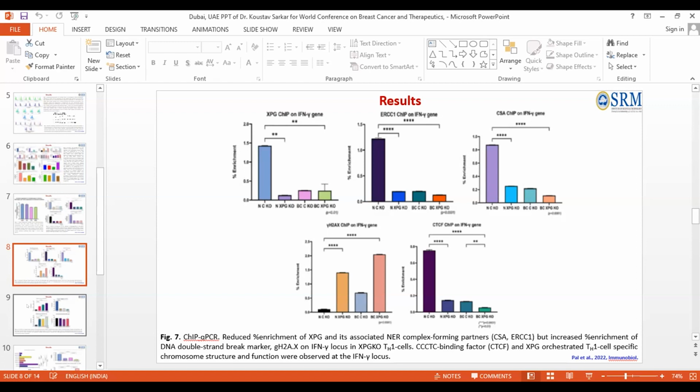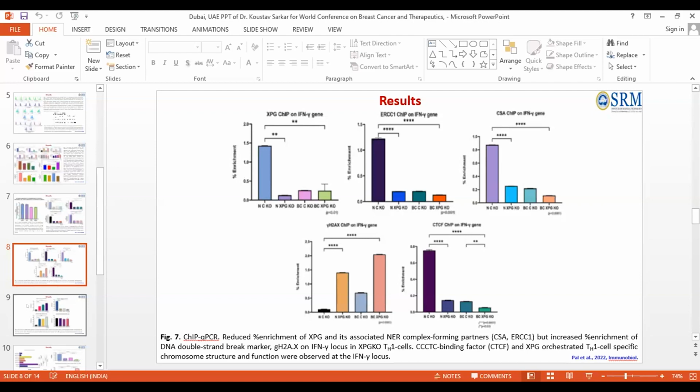A similar kind we have found in the ERCC1 ChIP on the IFN gamma gene locus, showing high enrichment of that particular factor in the normal control knockout condition, but it is low in the XPG knockout. Similarly, we have seen another DNA repair factor, the CSA ChIP on the IFN gamma gene, and it shows high enrichment in the normal control knockout, but it is diminished in the XPG knockout condition.